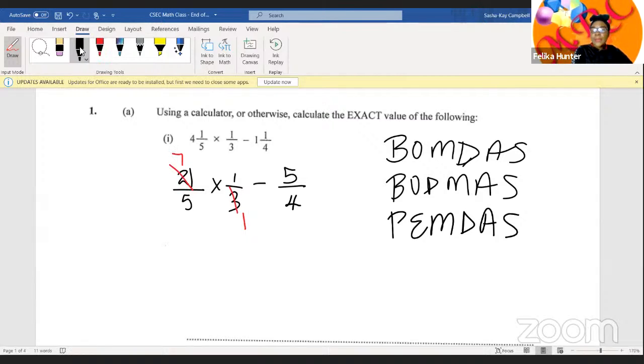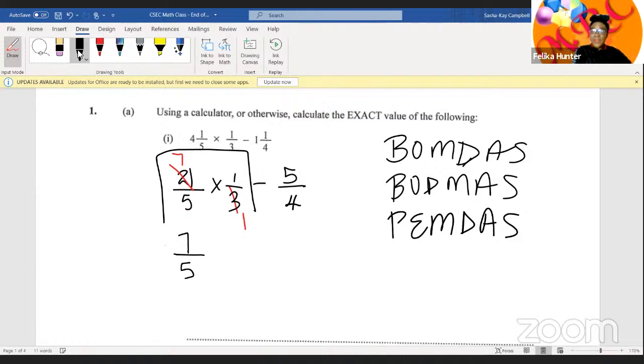So I'm going to go ahead and do the multiplication. So I'm doing this part first, since that is the multiplication. So we'll go ahead and multiply, and we say 7 times 1, and that is 7. And we say 5 times 1, and that is 5.